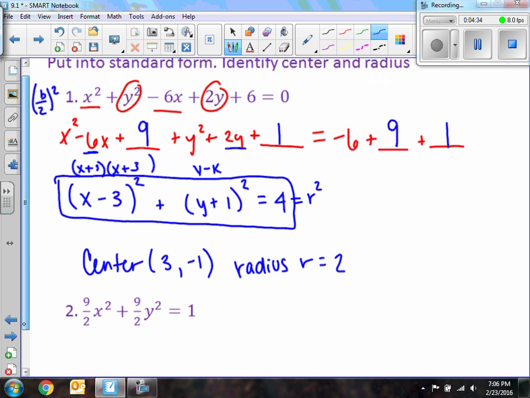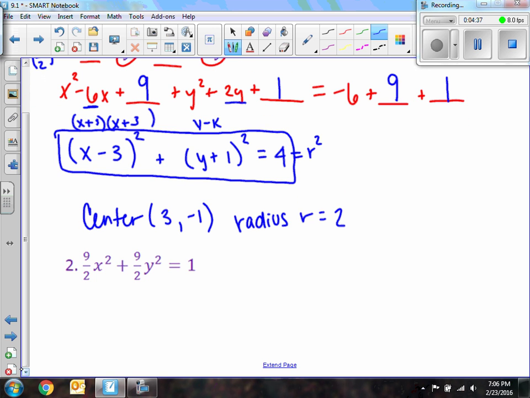So if we look at number 2, 9 halves x squared plus 9 halves y squared equals 1. In our typical equation, x minus h quantity squared plus y minus k quantity squared equals r squared. You'll notice that the coefficient on both my x and my y is 1. It always needs to be 1. What do I have here? I have a coefficient that isn't 1. So in order to get rid of these 9 halves on both this x squared and this y squared, I'm going to multiply both sides of my equation by 9 halves.